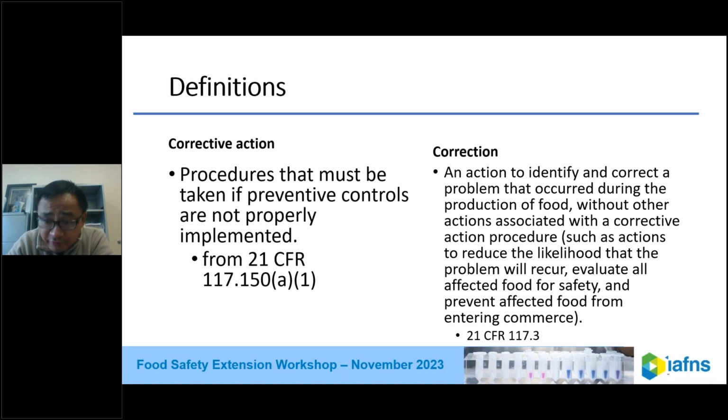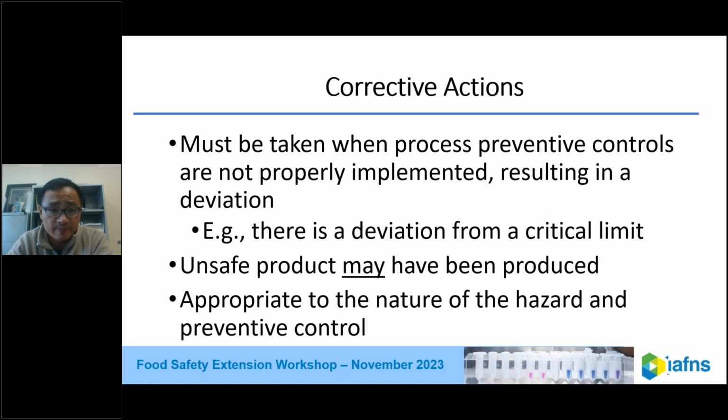But you have to be careful. The correction cannot always happen. If it always happens, then for the safety plan, you may have to reevaluate it. So that's some difference between corrective actions and corrections. Corrective actions must be taken when process preventive controls are not properly implemented, which means a deviation happens. Because a deviation happens, unsafe product will be produced or may have been produced.